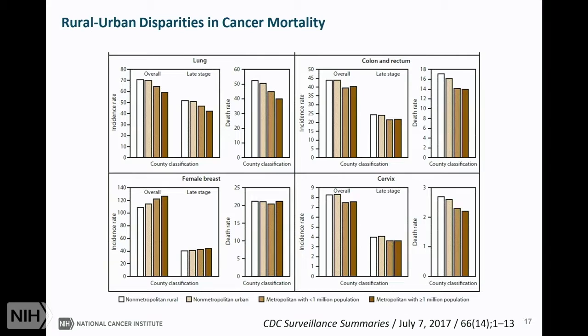So for anyone who has an interest in the area, this is actually a good primer to get you interested in it. And it's very recent data, some of the most recent data that they have. So in the box here on the left, it shows incidence, and over here on the right, it shows the death or the mortality rate.